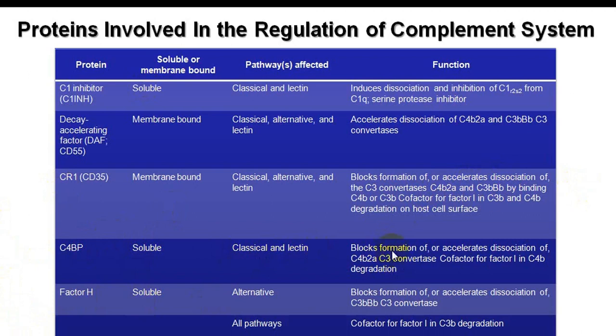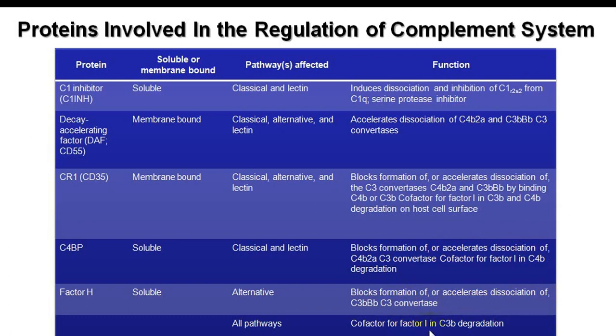C4b binding protein blocks formation of or accelerates the dissociation of C4b2a, the C3 convertase, and is a cofactor for factor I in C4 degradation. Factor H, also soluble, in the alternative pathway blocks formation or accelerates the dissociation of C3bBb, the C3 convertase, and in every other pathway it acts as a cofactor for factor I in C3b degradation.